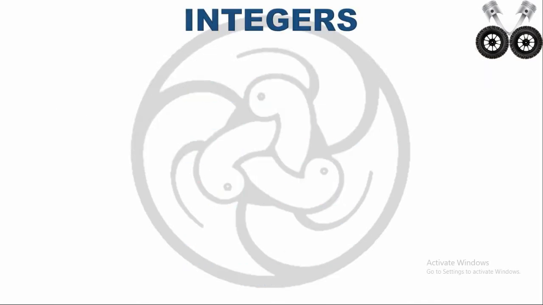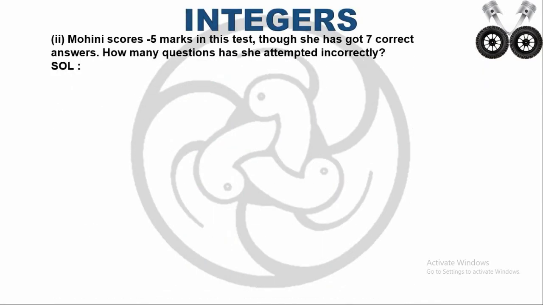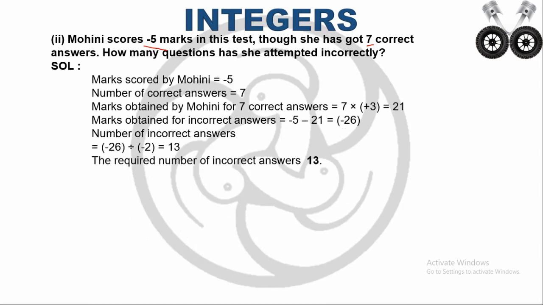So what is the next question? Mohini scored minus 5 marks in this test, though she has got 7 correct answers. How many questions has she attempted incorrectly? So what is the question given here? The total marks scored by Mohini is minus 5. How many questions did she write correctly? She wrote 7 questions correctly. So what is the question asked? You have to find how many incorrect questions she wrote.